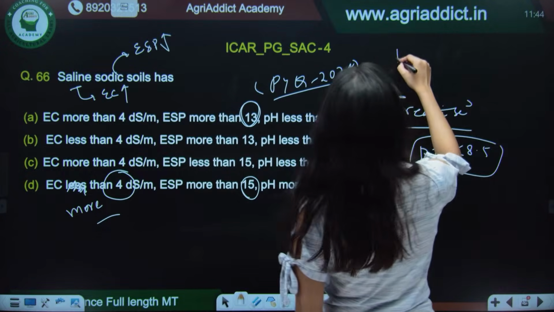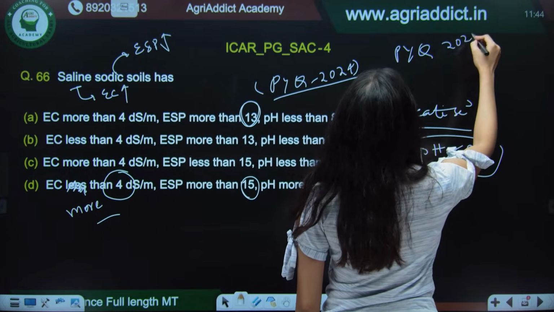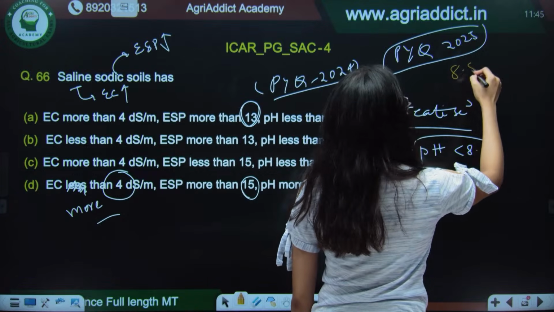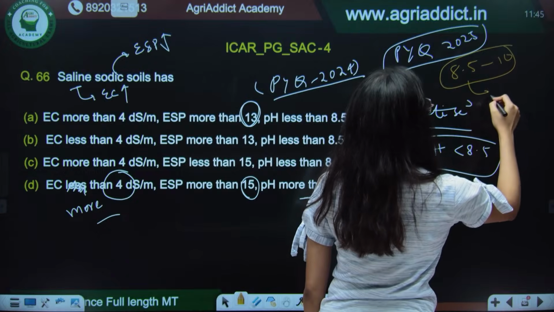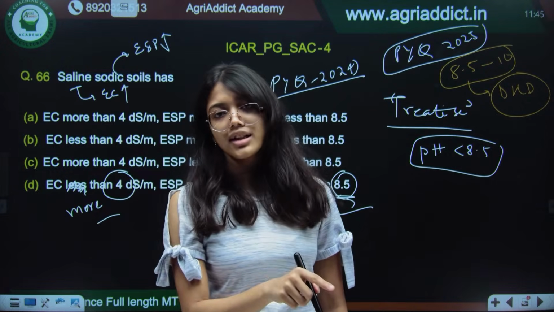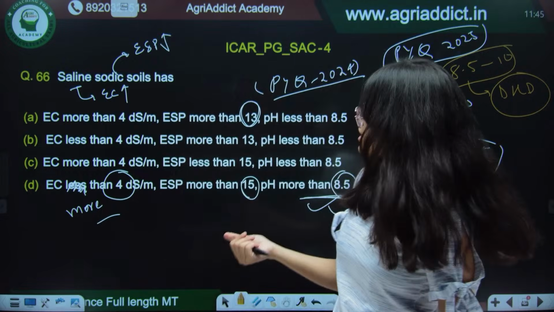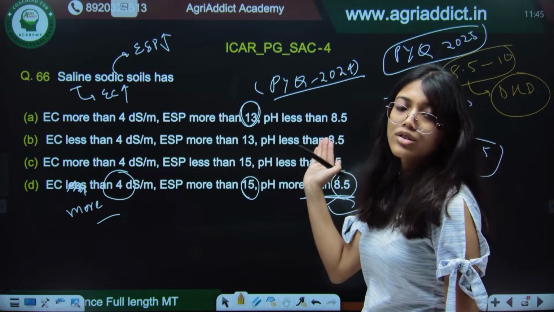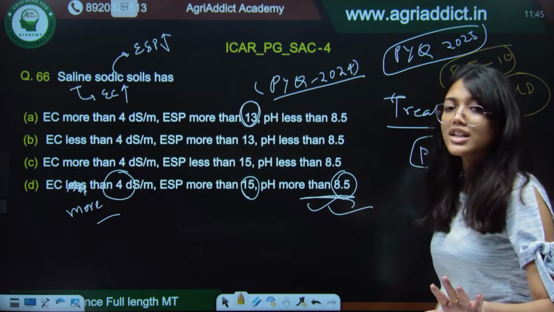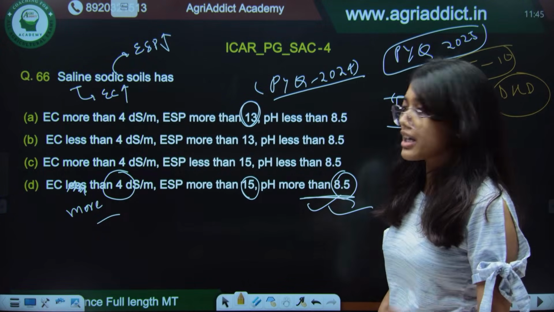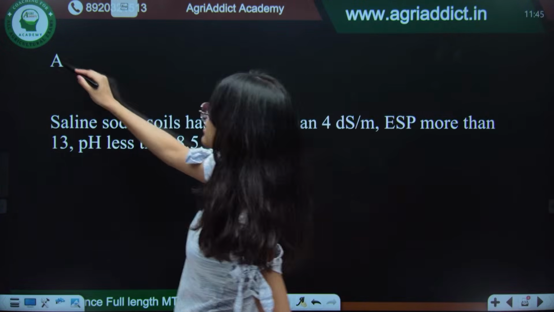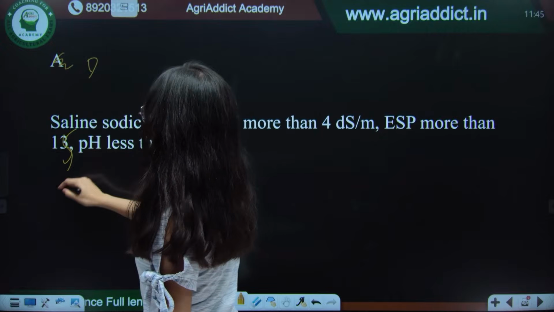And another PYQ that came in 2025 suggested that for the alkaline soil, the pH range is from 8.5 to 10. So this has been given in DKD. We all know that for alkaline soil, the pH is greater than 8.5, but two options came. One is greater than 8.5 and the other is this range. So NTA marked this to be the correct answer because this is given in DKD. But truly speaking, alkali soil can have pH more than 10. Okay, so this A will not be the correct answer, because it should be 15, not 13.